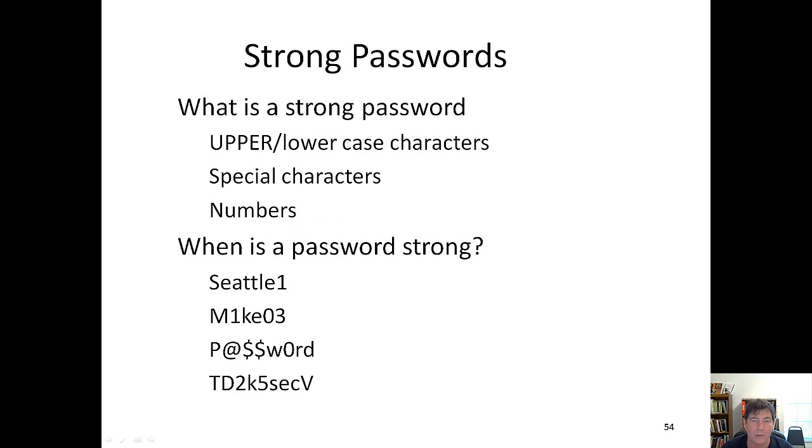Strong passwords. A strong password has upper and lower case characters, special characters, and numbers. So out of these next four, which are strong? Seattle 1 is almost strong, but there's no special character. Mike 03 is strong, with no special characters, but this third one is very strong because it has upper, lower, special characters, and a single digit. And the last one would be very strong, except that it doesn't have a special character.